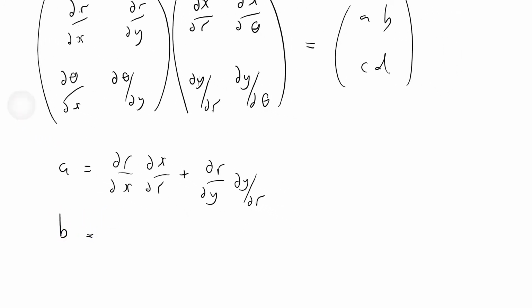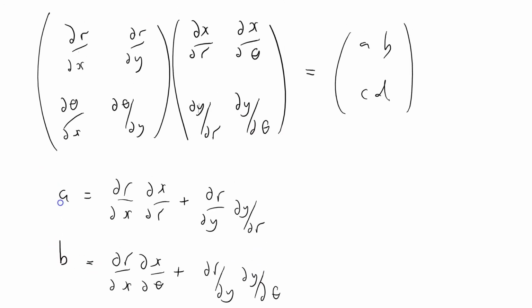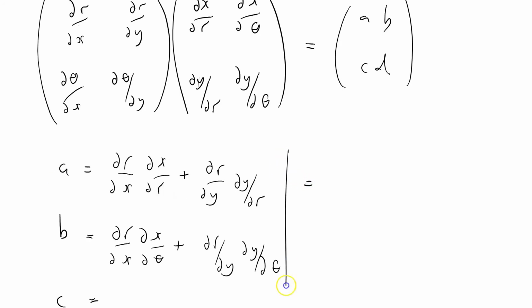B equals, it's the top right element, so it's the top row with the right column. So it's di r, di x, di x, di theta, plus di r, di y, di y, di theta. So it's that term with this term. C equals, I'm going to fit it all on. C equals lower left element, so it's the low row with the left column. So it's di theta, di x, di x, di r, plus di theta, di y, di y, di r.